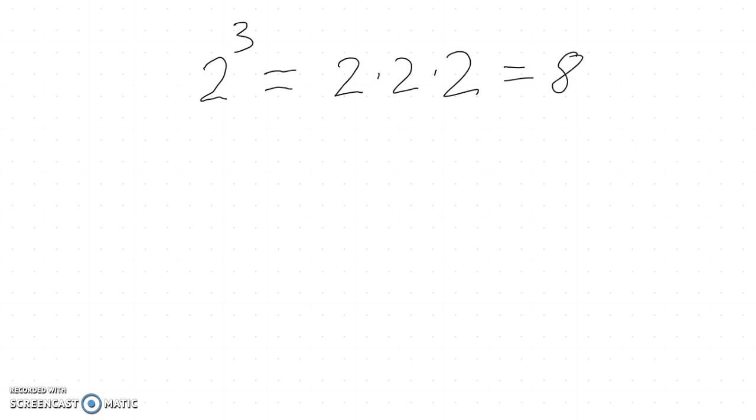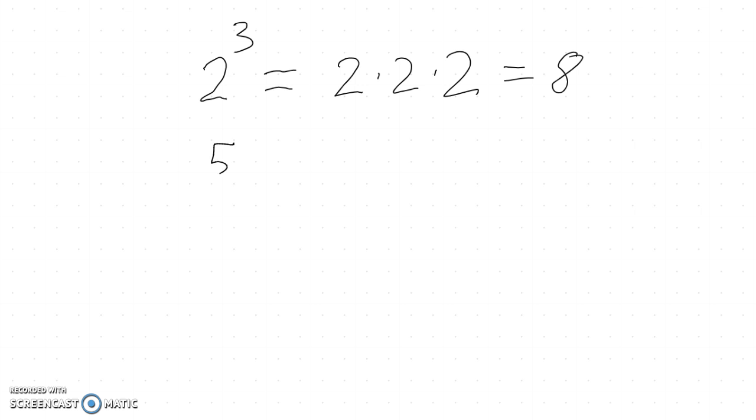Let's talk about exponents. Let's say I have this number here, 2 to the third. I call 2 the base and 3 the exponent. And 2 to the third just means 2 times itself 3 times, or 2 times 2 times 2. And if you actually multiply that out, 2 times 2 is 4, and 4 times 2 is 8, so this equals 8.